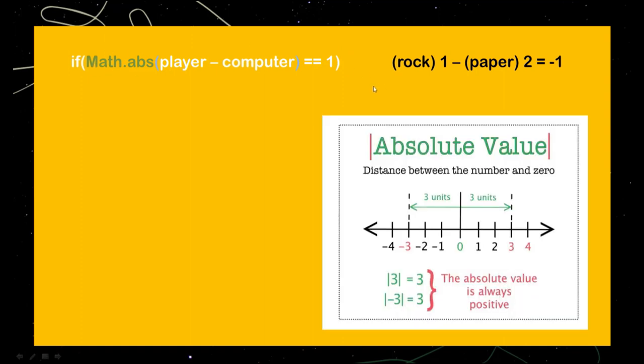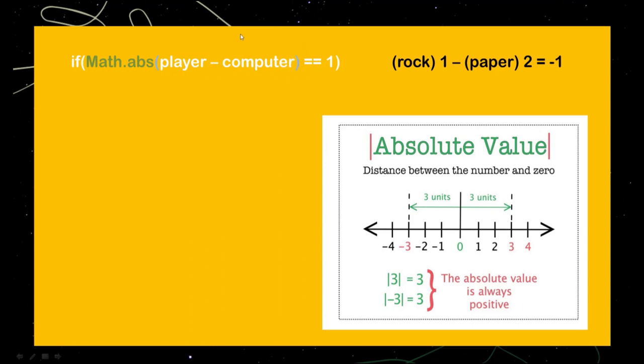Absolute values are the distance between the number and 0. For example, -3 is 3 units from 0, and 3 is 3 units from 0. So both of them are going to be positive. The absolute number can't have a result that is negative. And that way we're going to use math.abs to get the positive number out of the equation.